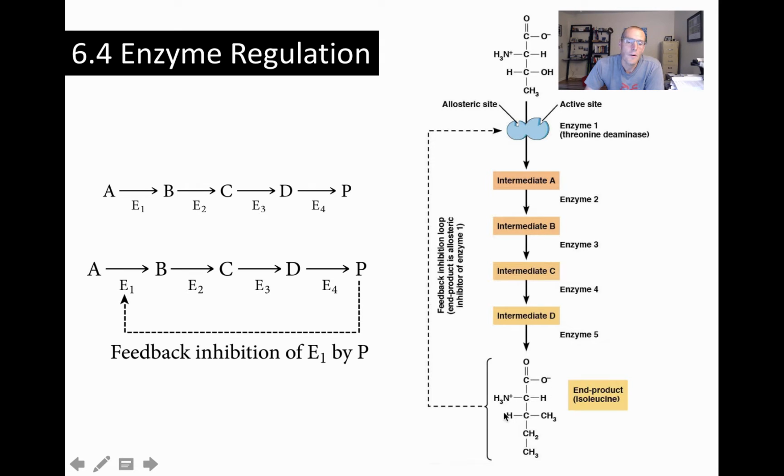So if isoleucine as a product inhibits enzyme 1, then 2, 3, 4, and 5 won't have substrate, and so they won't be doing their jobs either, and that's more efficient for the cell. So isoleucine can bind to an allosteric site on enzyme 1, so on threonine deaminase, and turn off enzyme 1 so that we shut off this pathway. So that's an example of product inhibition.